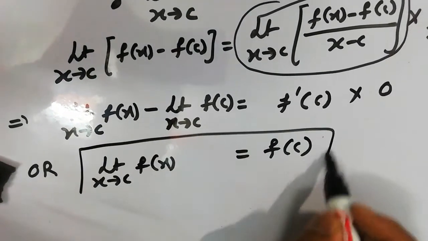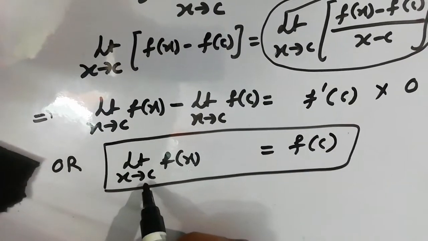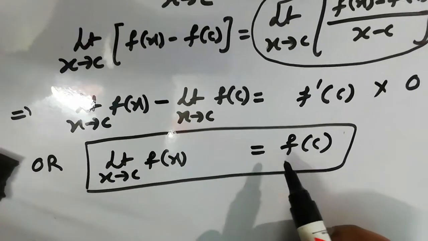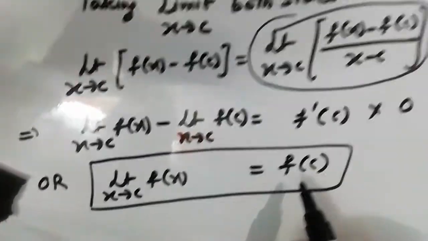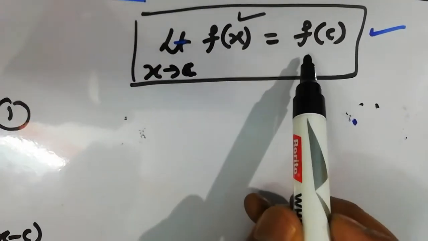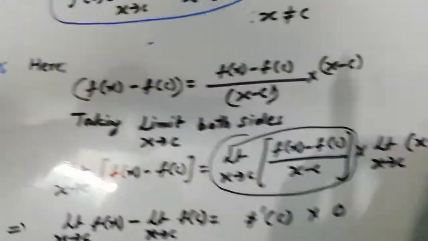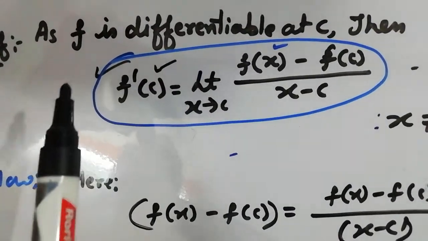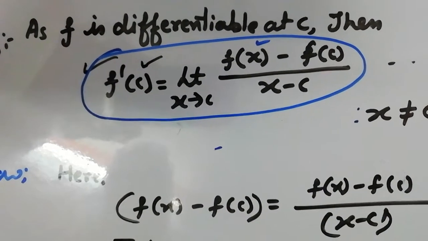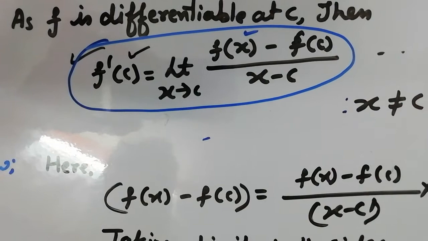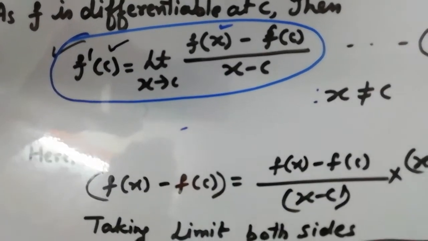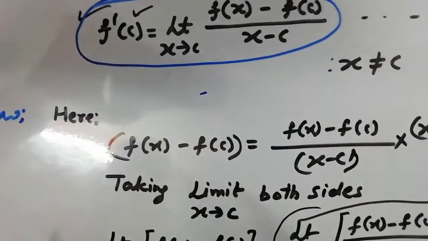Now see, we proved that limit x approaches c, f of x is equal to f of c. What does it mean? It means the function is continuous at that point. I already told you, a function is continuous when limit x approaches c, f of x is equal to f of c. Here we are considering the function is differentiable at a given point. As we know, if the function is differentiable at a given point, then f dash c is equal to limit x approaches c, f of x minus f of c upon x minus c, and here x is never equal to c.